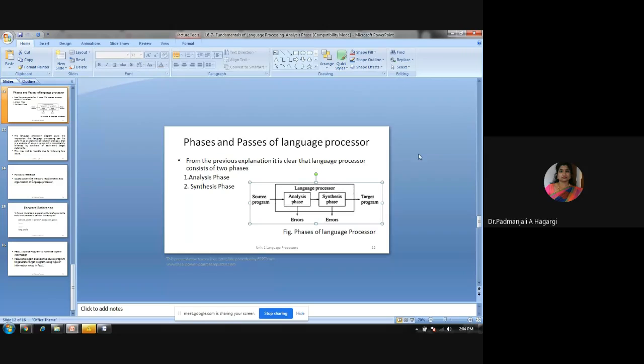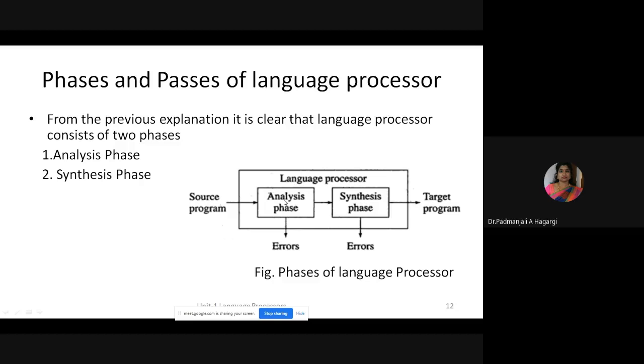So analysis phase and synthesis phase, those four features are required here. Data types, and the control structure, data structure, and scope rule. So those four aspects, four features of the compilers are required for analysis phase and synthesis phase. So equally, they are very important in language processing.